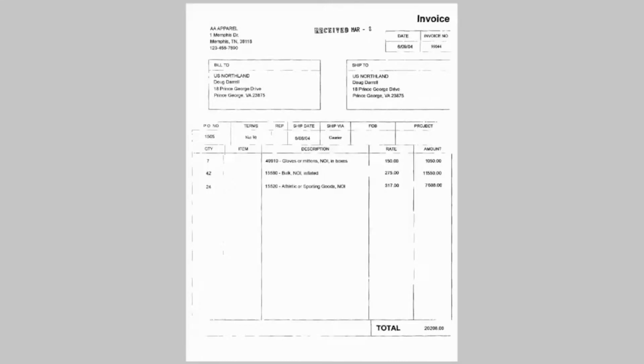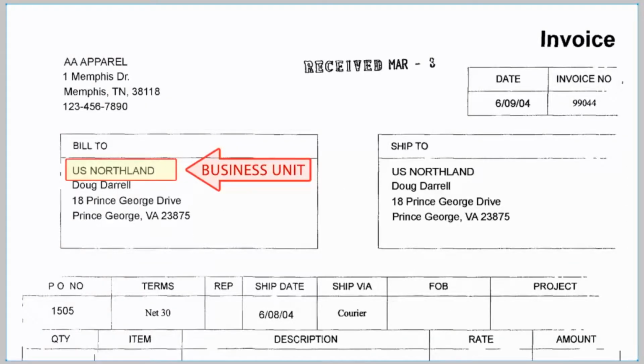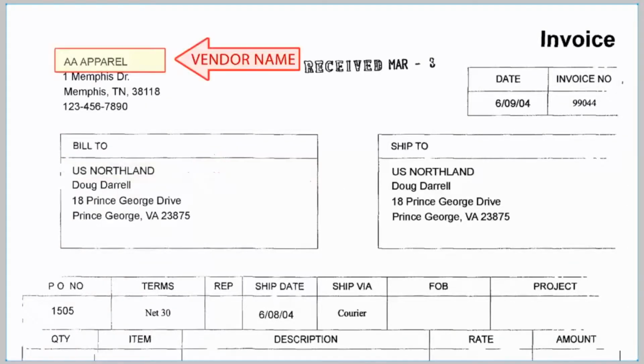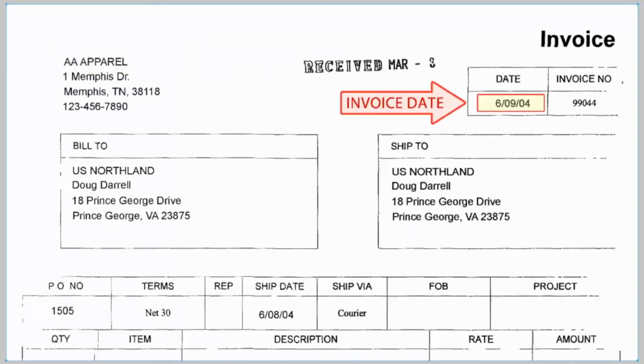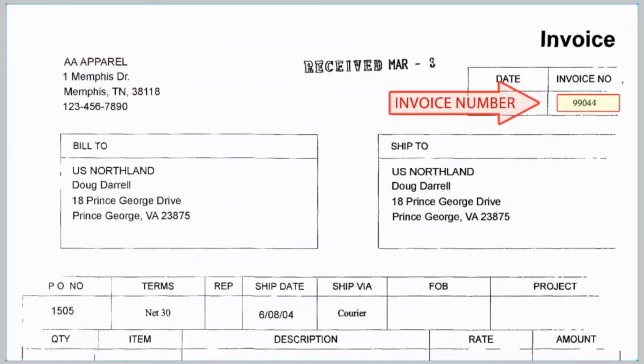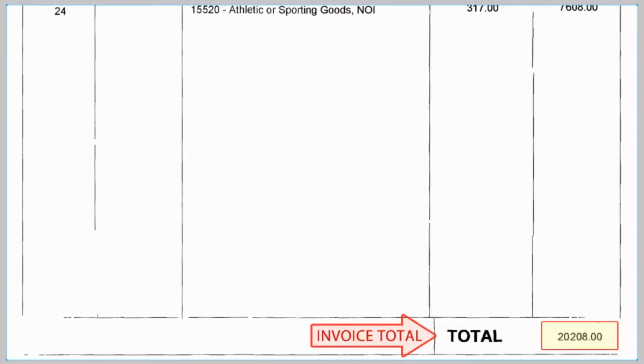Here is an example invoice along with the fields that we are interested in extracting. The business unit and the vendor name will be utilized to recognize the invoice. Other fields such as invoice date, invoice number, and invoice total will be extracted as well.